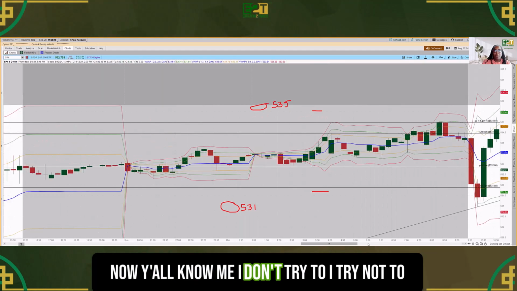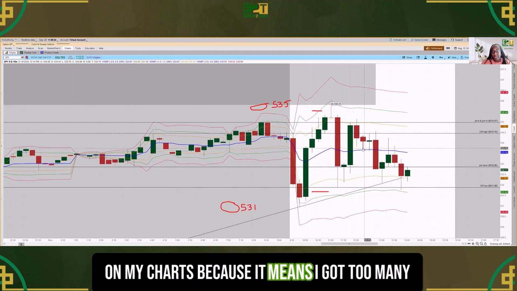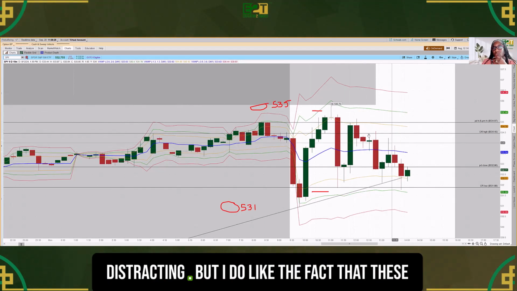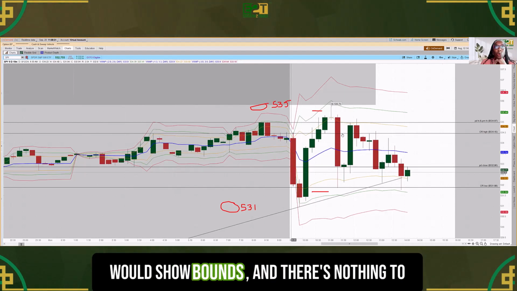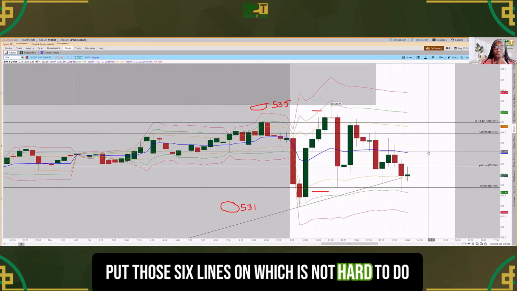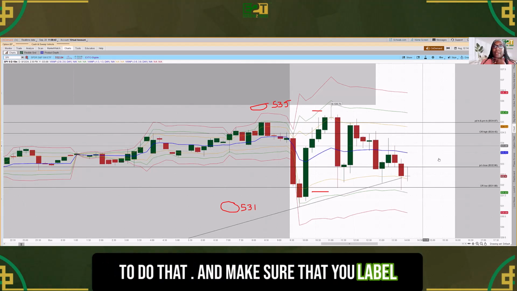Now, y'all know me. I try not to put a whole lot of stuff on my charts because too many things can be distracting. But I do like the fact that these would show bounds, and there's nothing to do with the 6 lines. You need to put those 6 lines on, which is not hard to do. It doesn't take long, but you have to do that and make sure that you label them.